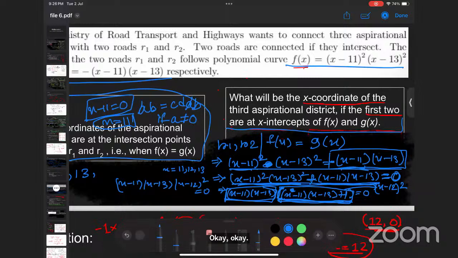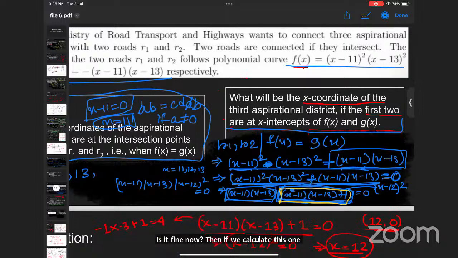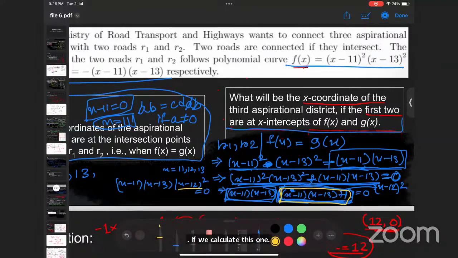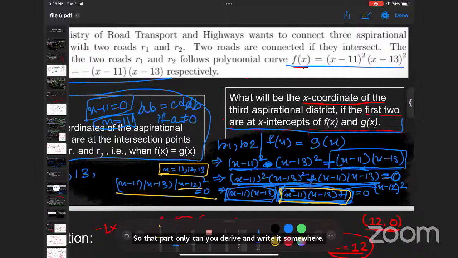Yes, ma'am. Then if we calculate this, we will get x minus 12 whole square. And from this line, we will get the root. Can you derive that part and write it somewhere? You just need to equate x minus 11 equal to 0 and x minus 13 equal to 0. A quadratic will be formed in it.